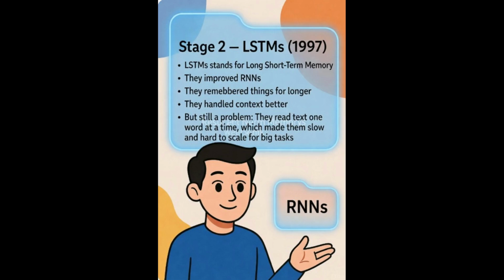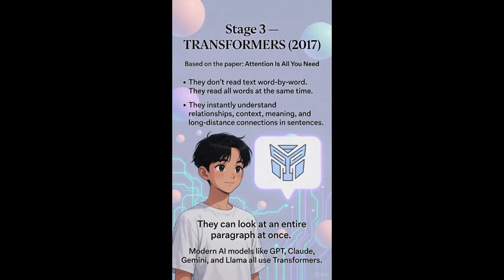But the problem here is they still process text one word at a time, which makes them slow and hard to scale. In stage 3 came the biggest breakthrough. Transformers were introduced in the famous paper Attention Is All You Need in 2017. These models completely changed AI.